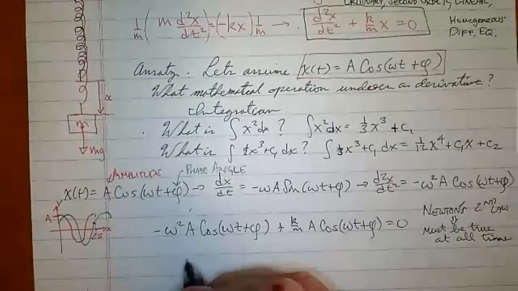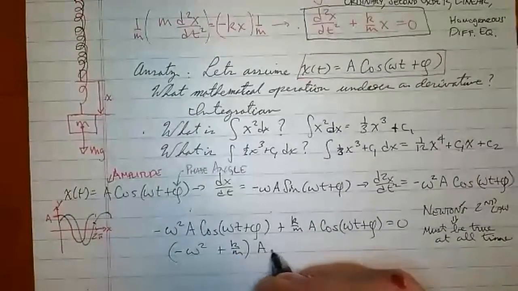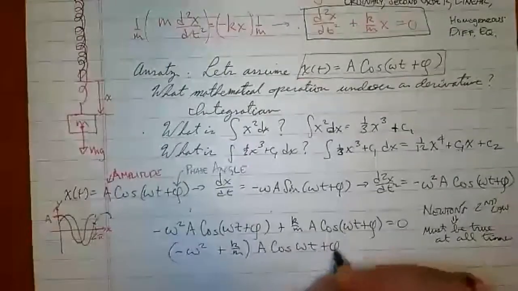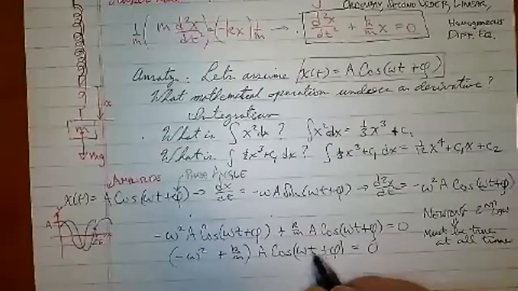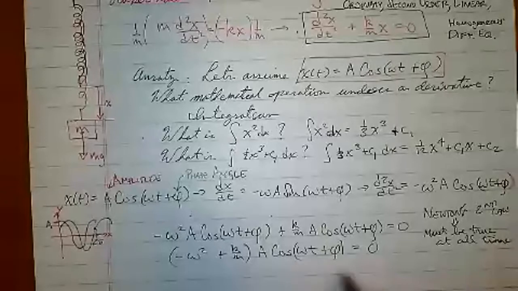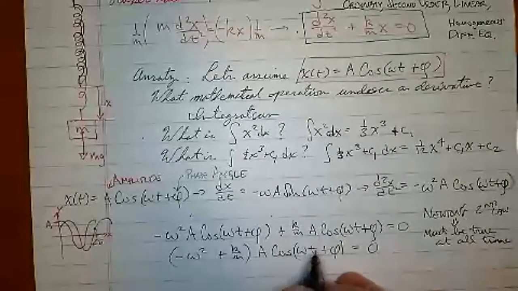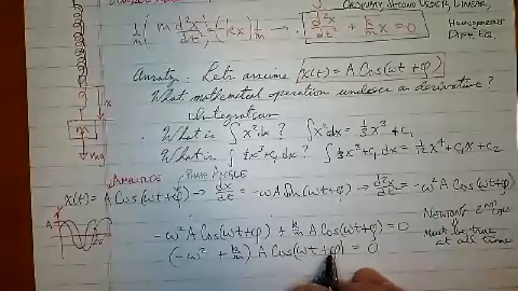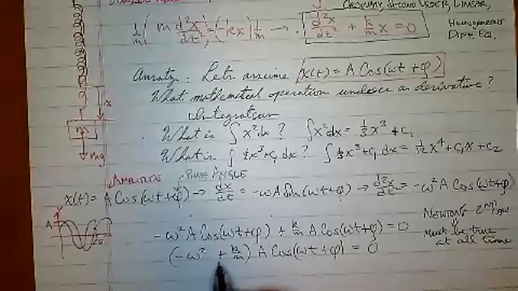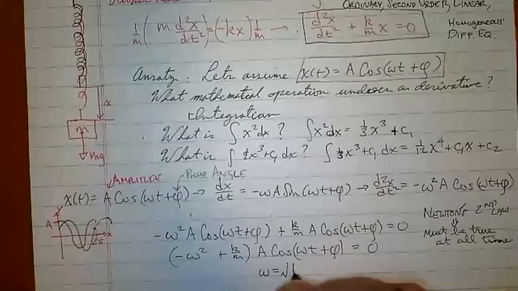Okay, because of that, we can say negative omega squared plus k over m, factor that out, times A cosine omega t plus phi. This part can't be 0 at all time unless I force phi and omega to be 0. And even then it's going to be 1, so it doesn't even work. I could force omega t plus phi to be equal to pi over 2, and then yeah, that would do it. But this has got to be true for all time, and there's no way you can make omega t plus phi equal to pi over 2 for all time. So what that forces is that this has to be 0 at all times. So you get omega has to be the square root of k over m.